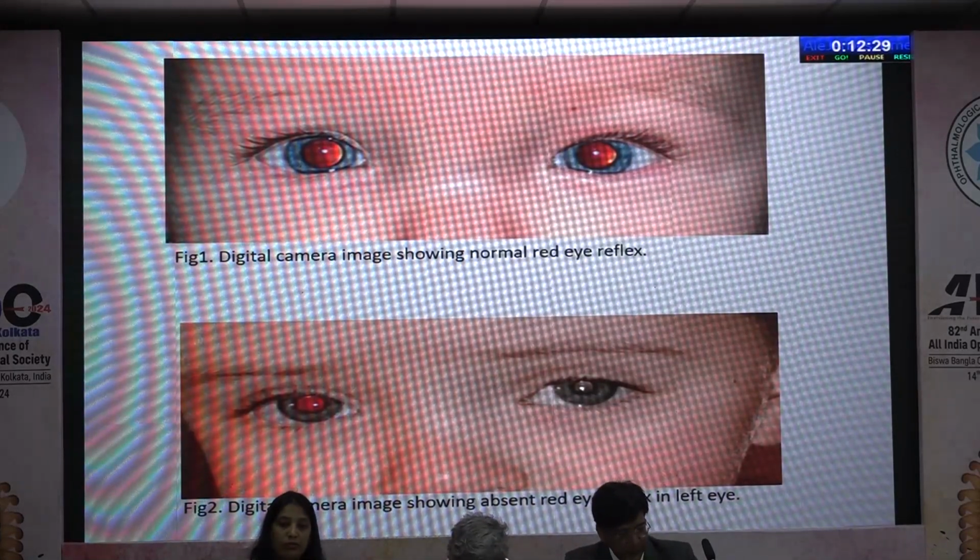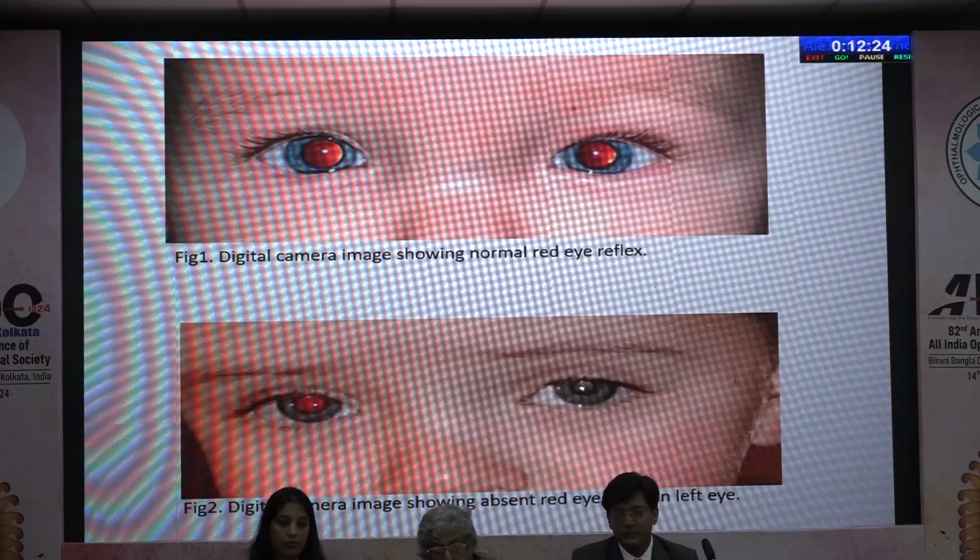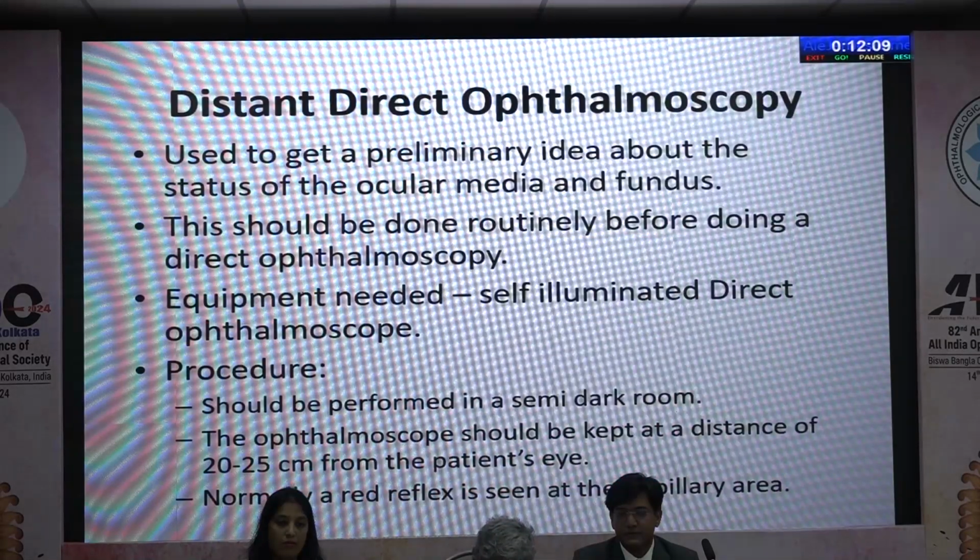In the first picture, there is a normal red glow, but in the second picture, in the left eye we are observing an absent or abnormal red glow. The causes of abnormal red glow may be congenital cataract, PHPV, retinoblastoma, retinopathy of prematurity, etc.